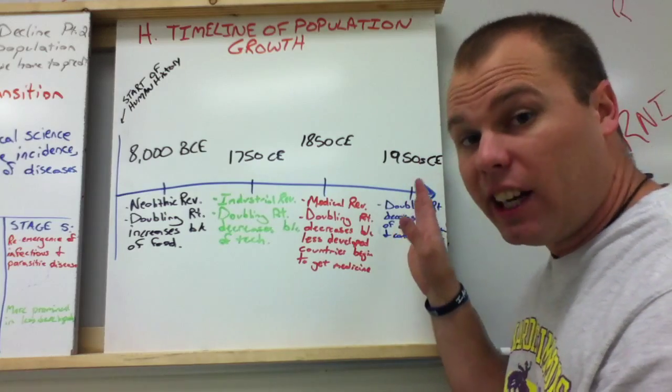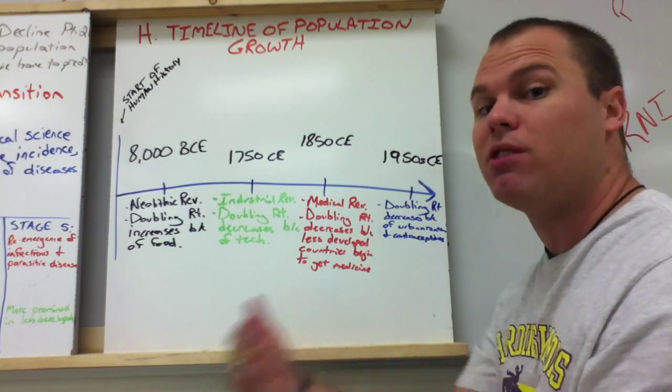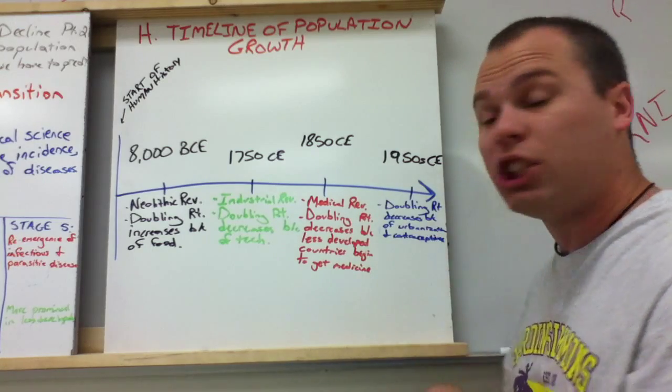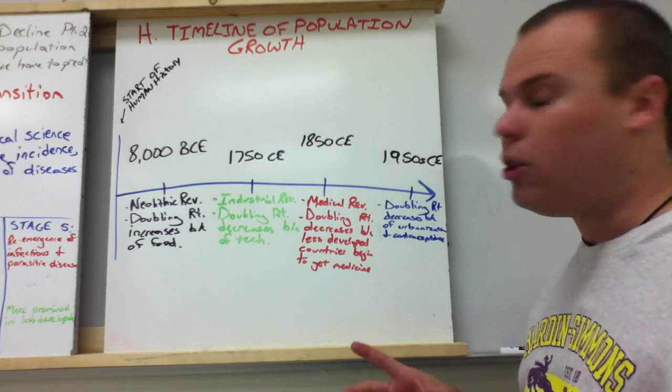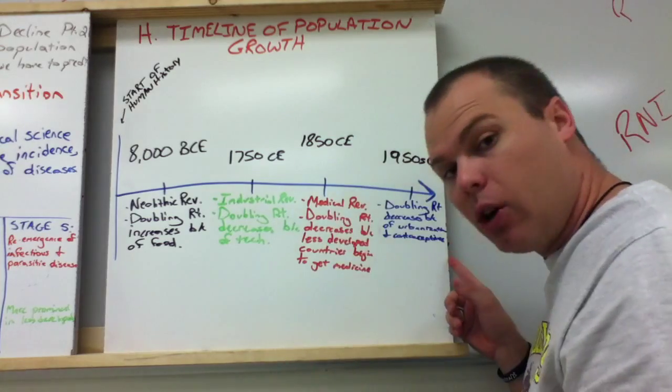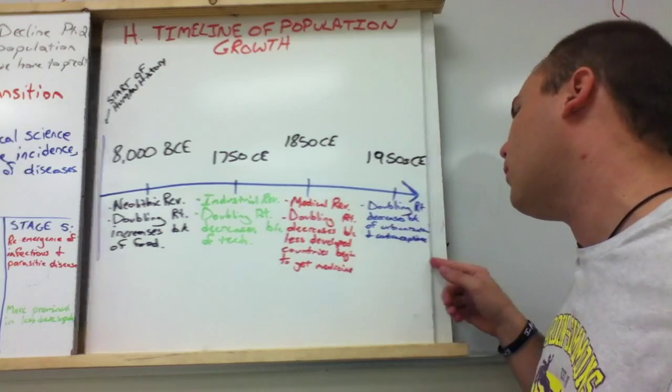Then by the 1950s of the Common Era, contraceptives are introduced, governments are starting to put them into play, and urbanization continues. Urbanization continues to grow, and so countries are looking at decreasing population, so the doubling rate decreases.